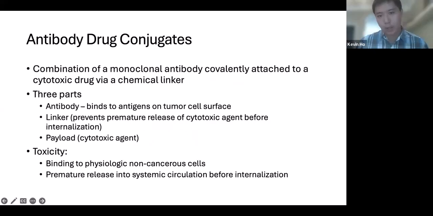So antibody-drug conjugates are a combination of a monoclonal antibody covalently attached to a cytotoxic drug via a chemical linker. There are three distinct parts of the antibody-drug conjugate: the antibody, which binds to antigens on tumor cells, the linker, which prevents premature release of the cytotoxic agent before internalization, and the payload, which is the cytotoxic agent. Though the goal of the antibody-drug conjugate would be to selectively target tumor cells, we think toxicity arises from binding to physiologic non-cancerous cells or from premature release of the payload into systemic circulation before they're able to get inside tumor cells.